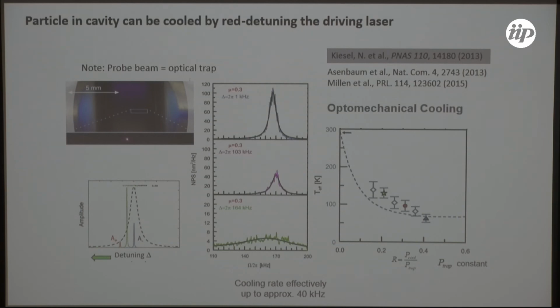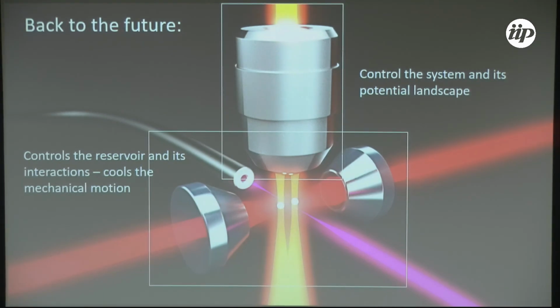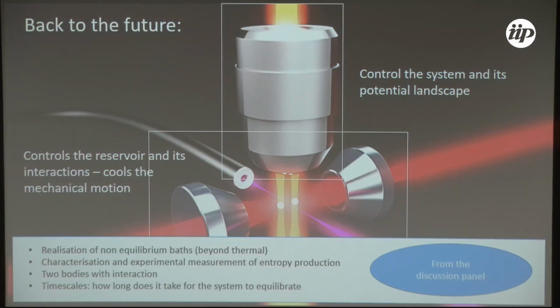Okay, again, a particle in a cavity can be cooled by red detuning the driving laser. Believe me, it's possible to cool this particle. So everything I said is true and it works. But let's stop here. Let's go back to the beginning. I showed you that this is the platform we have, and this platform can be divided in two. One part controls the system by controlling the potential landscape and going into the nonlinear potential landscape. And this other part actually makes you go to the quantum regime, and it controls the interaction between the system and the reservoir.